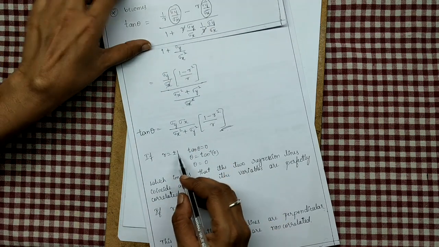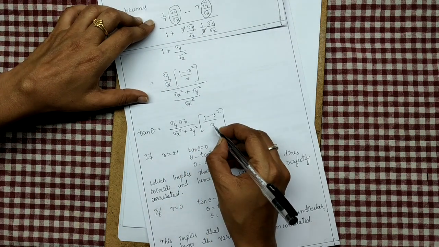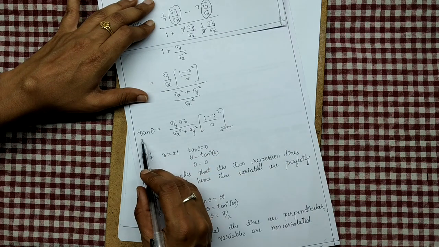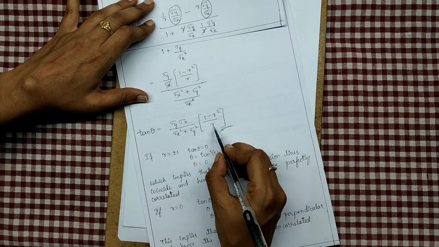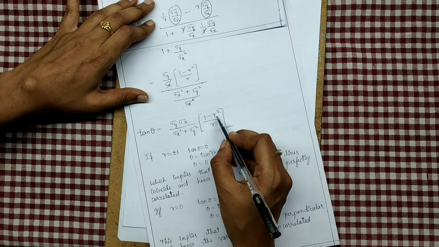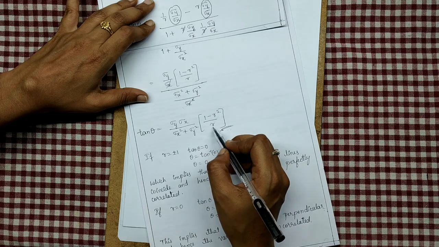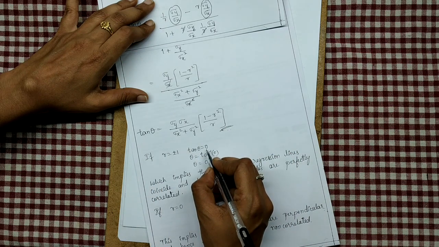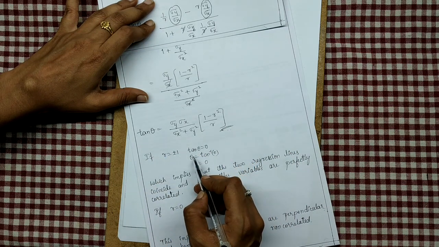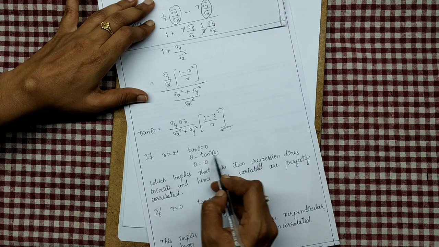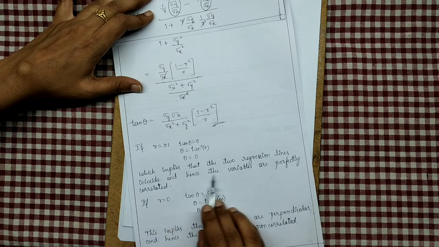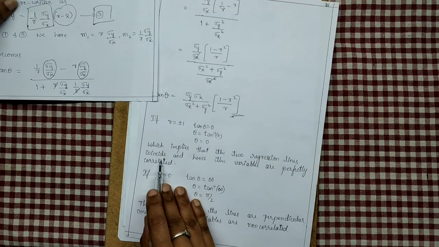Now if r is equal to plus or minus 1, what will be tan theta, and what will theta become? See, if it is 1, 1 minus 1 is 0, 0 by anything is 0, 0 into anything is 0. So tan theta will become 0. So if tan theta is equal to 0, theta is equal to tan inverse of 0, theta is equal to 0, which implies that the two regression lines coincide and hence the variables are perfectly correlated.